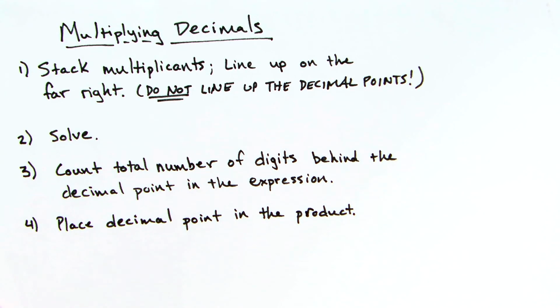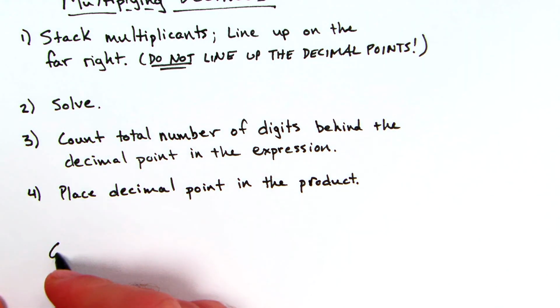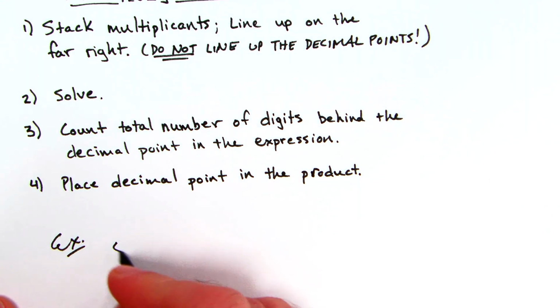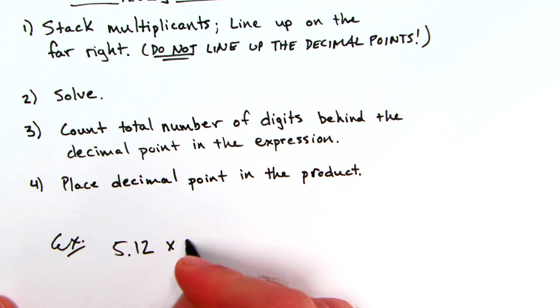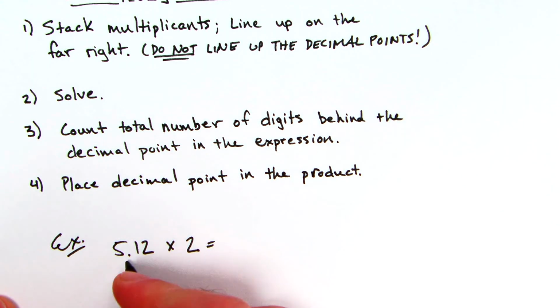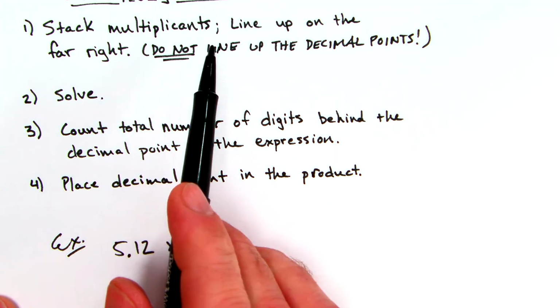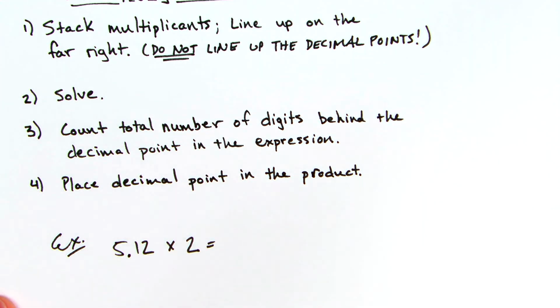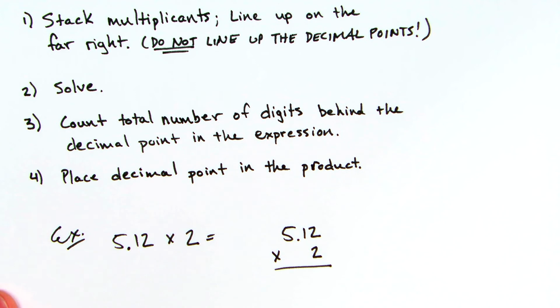All right, so let's put these steps to action and look at our first example. If we take 5 and 12 hundredths and we want to multiply that by 2, so we want to double it. Well, our first step is to stack the multiplicands, lining them up on the far right. So we're going to take 5 and 12 hundredths and multiply that by 2. Now, here's the biggest difference between multiplication and addition and subtraction. Our decimal point in 5 and 12 hundredths is between the 5 and the 1. Our decimal point in the whole number 2 is actually at the end. And so we have not lined them up, and that's okay.